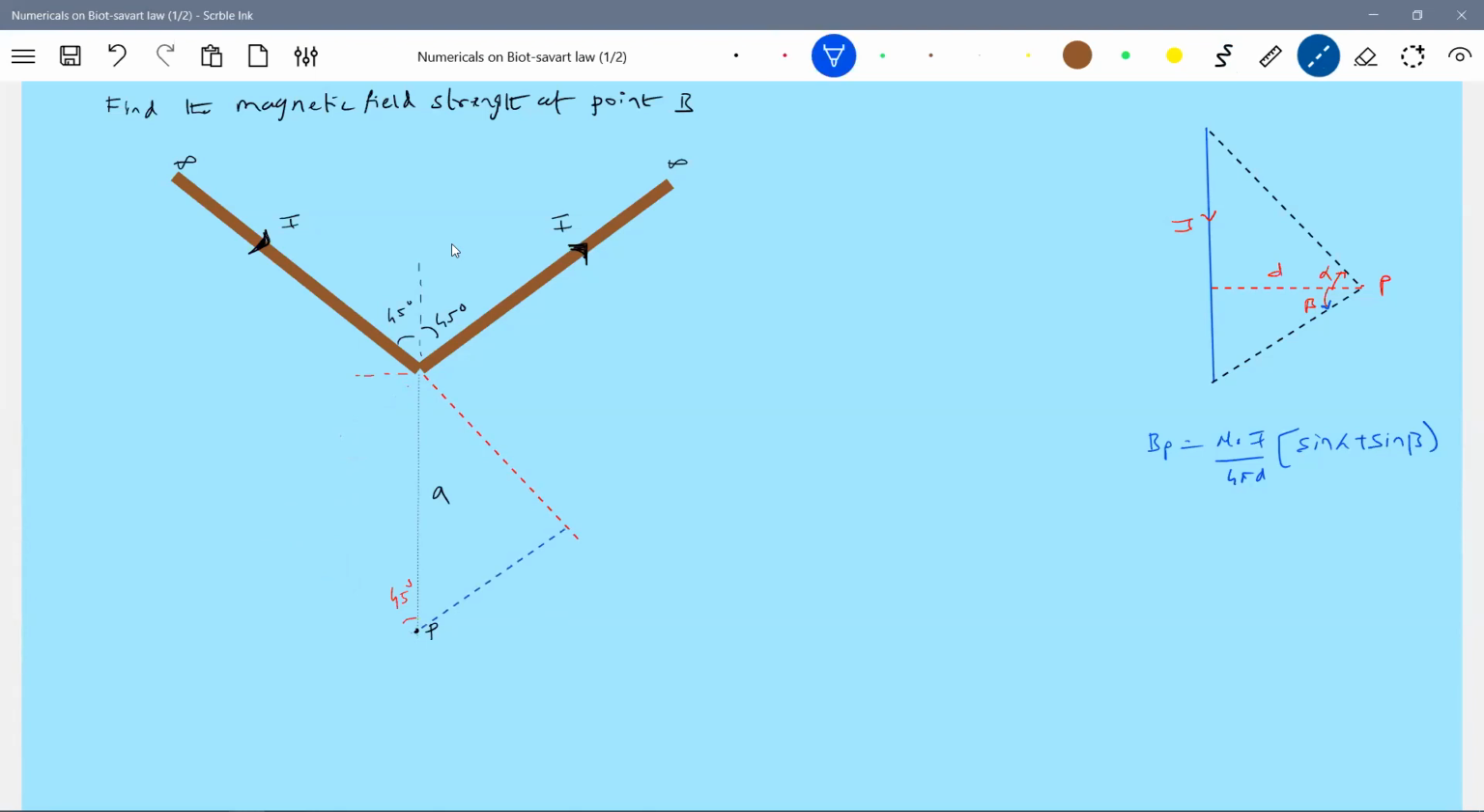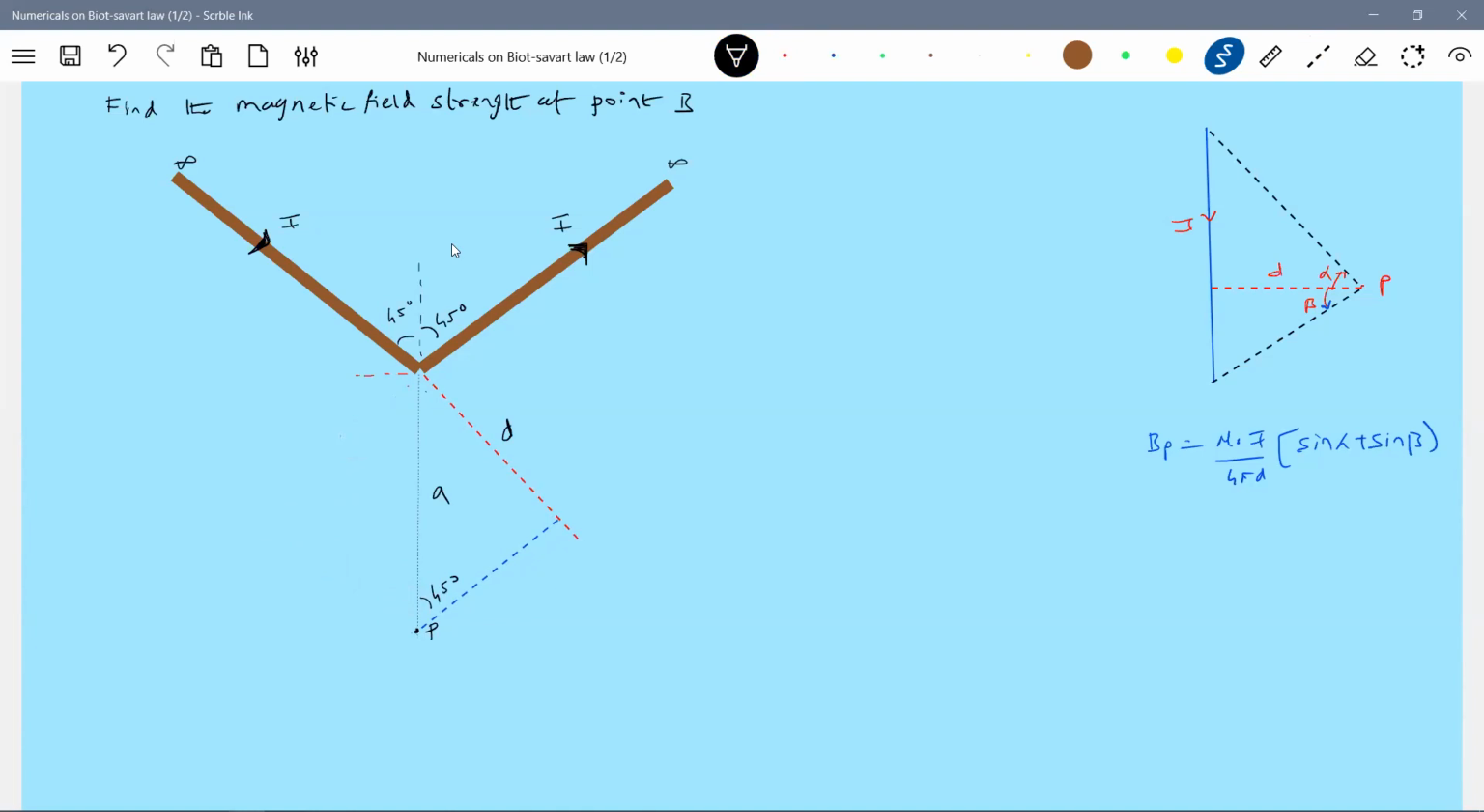One problem, if you can understand, the rest you can all manage. Only one problem of this kind. This angle will be 45 degrees. Let me keep it in this way. Now, this is the perpendicular distance.